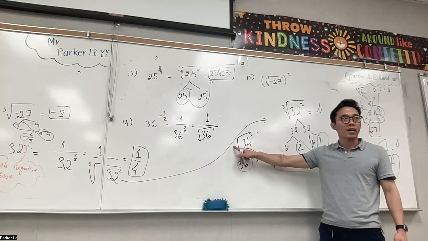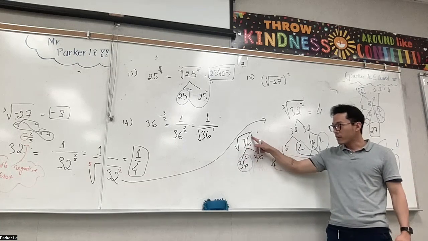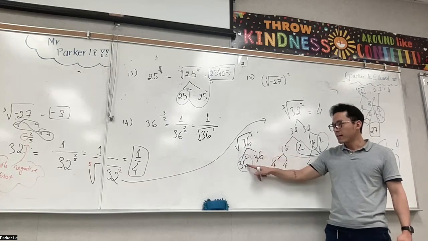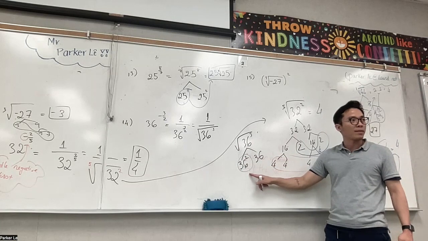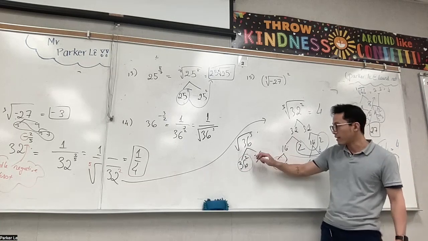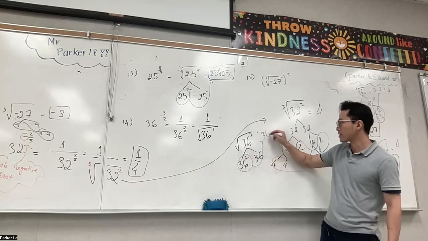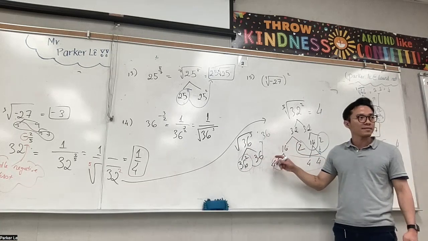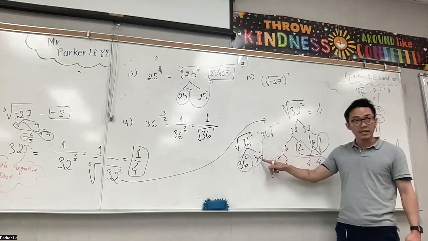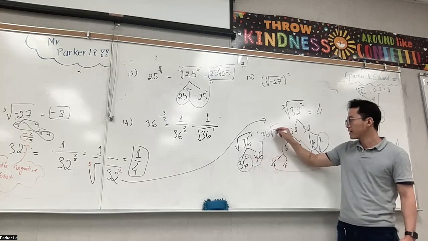How many same numbers are we looking for? 2, right? I break this one cube into 2 and 1. And do I have enough 2 numbers to get out? Yeah, 36, right? So this one goes out. What do I have left inside? 36 is left inside.